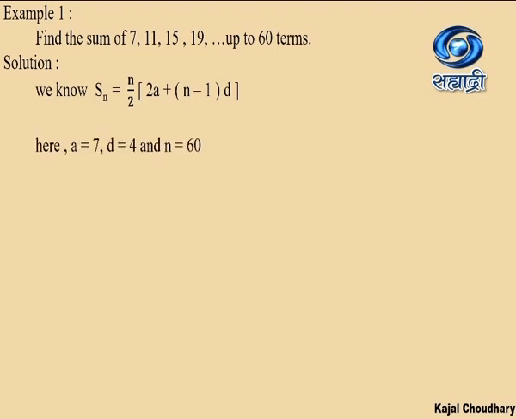Now, your a, the first term, is 7. Your d, the common difference, you can find: 11 minus 7 is 4, 15 minus 11 is 4, 19 minus 15 is 4. So your d is 4. And n is equal to 60. Why 60? Because they want you to find the addition of 60 terms. If you read the question carefully, you'll get to know. Now, substitute all these values into the formula. Wherever we find n, we will replace it by 60. Wherever we find a, we will replace it by 7, and d will be replaced by 4. So, S60 is equal to 60 upon 2, (2 multiplied by 7 plus (60 minus 1) multiplied by 4).